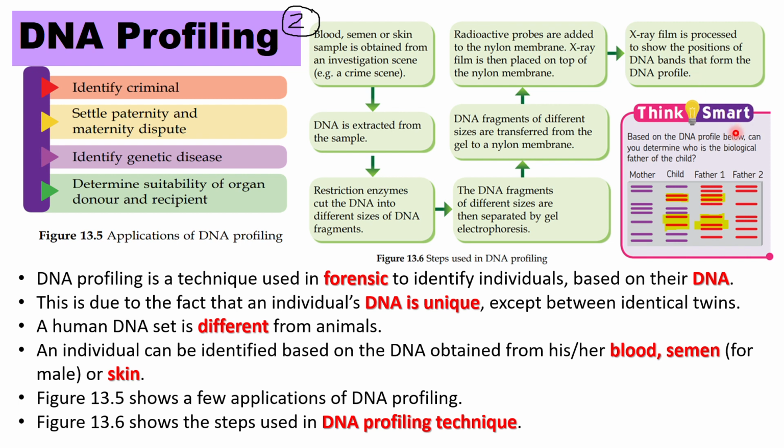Now this section over here shows the DNA profile, and from here, can you determine who is the biological father of the child? Is it father 1 or father 2? Now let's compare these DNA fragments. From here we can see 1, 2, 3, 4 of these DNA fragments of this child matched with father number 1. These 4 fragments, 1, 2, 3, and 4. As compared to father 2, only 1 and 2 fragments matched with the child, and therefore we can conclude that father 1 is the biological father of the child.